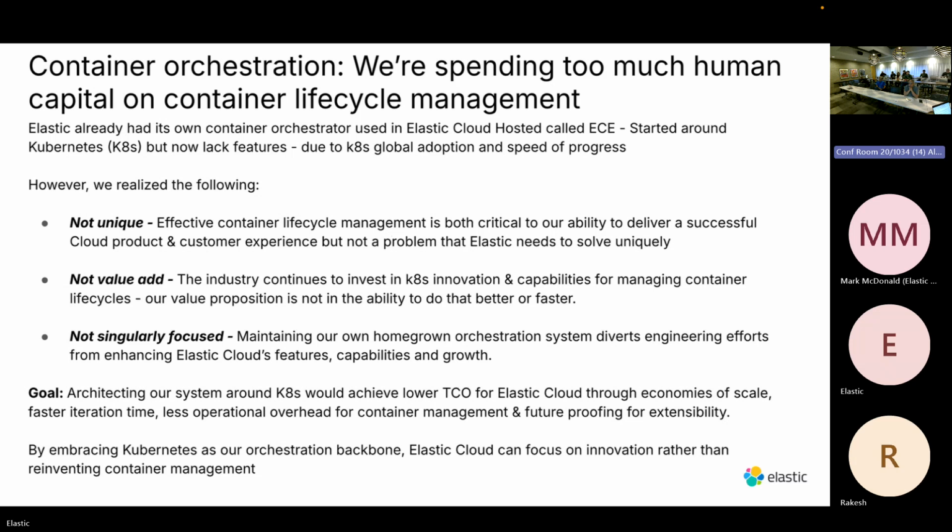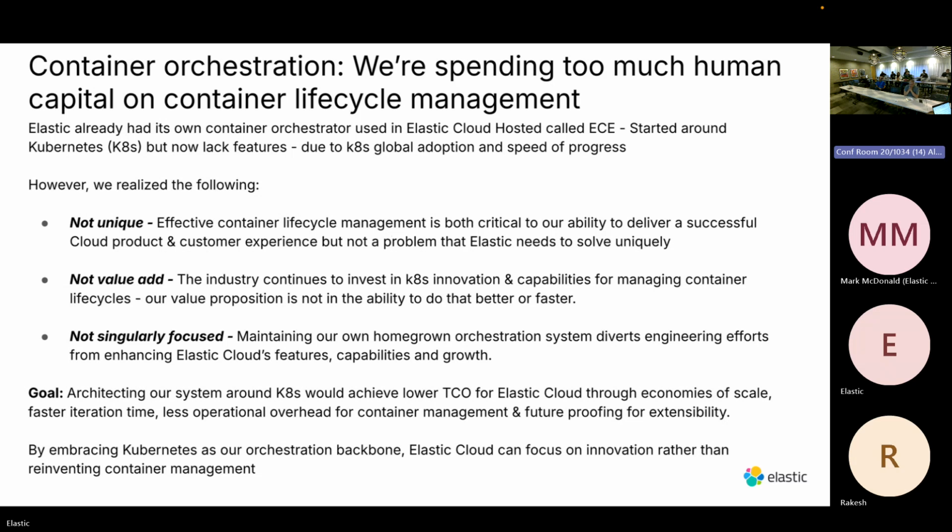And someone said that we are spending too much human capital on just the container lifecycle management, right? Which means, are we doing the right set of things? And is it really required for us to spend so much time having actual humans work on things to manage the whole ecosystem?